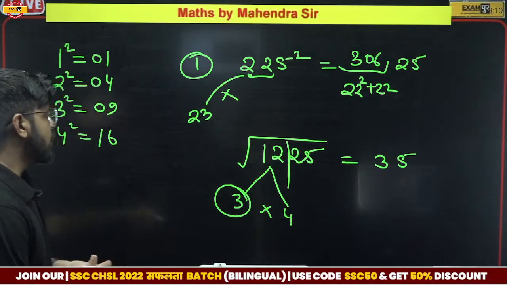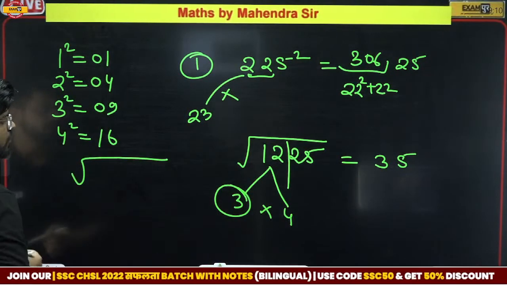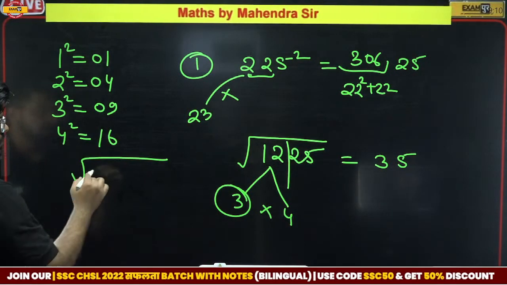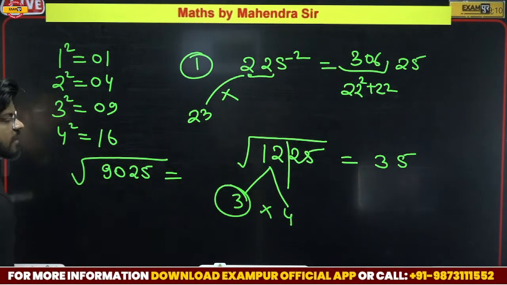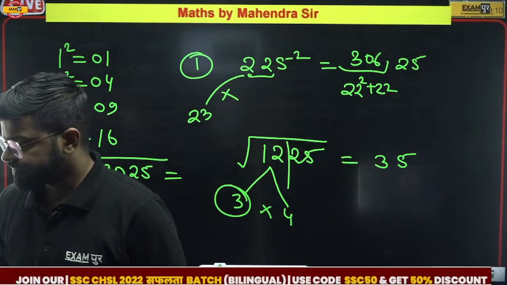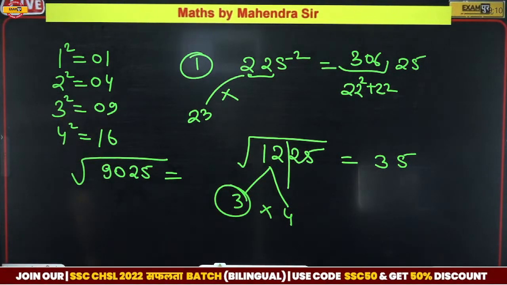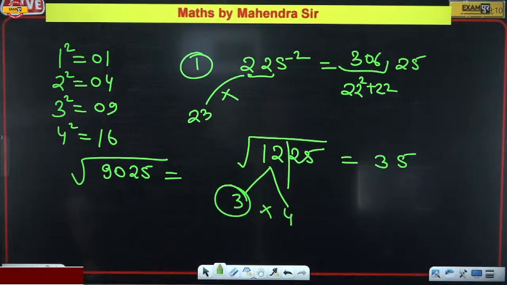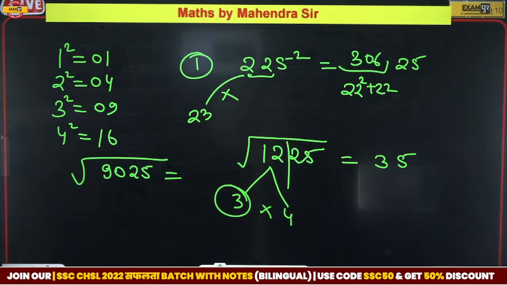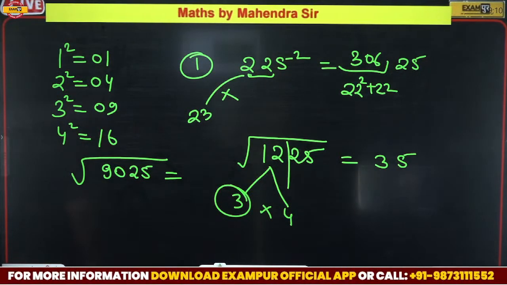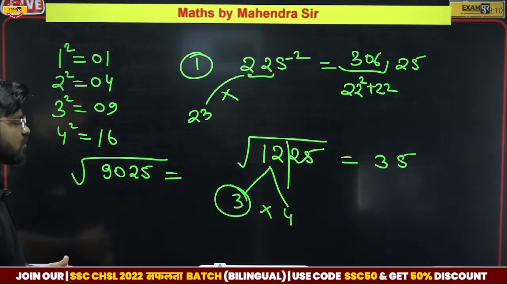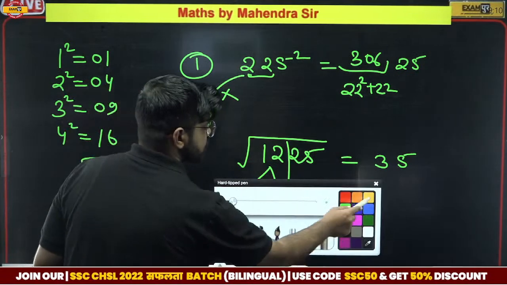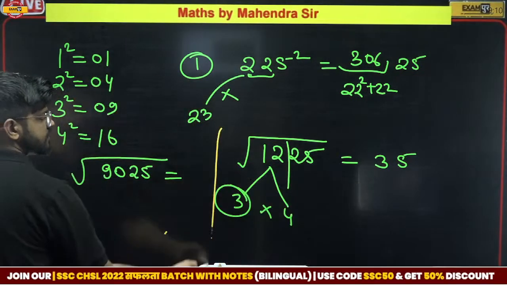Very good. So if I say you have to tell me the square root of 9025. How you have to calculate this?